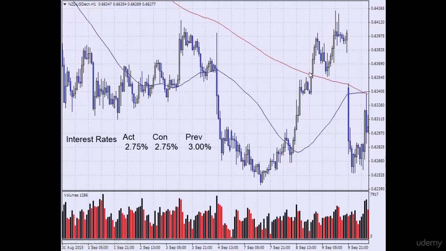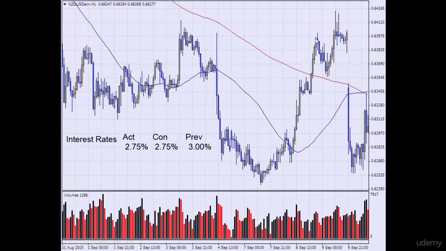Now we could have sold the market here, but this was the 8th of September and we prefer to enter the market right before the fundamental announcement, or a couple of hours before the fundamental announcement. So we were looking to enter on the 9th. Right around here is where we look to enter.